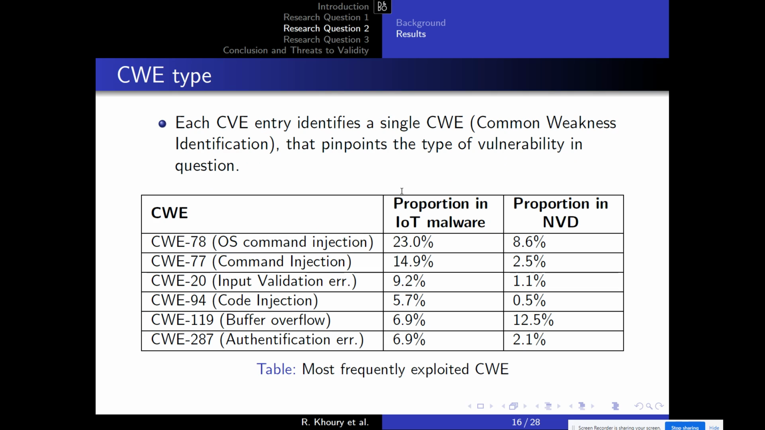Another interesting thing is each CVE includes a single CWE. That's the type of vulnerability, and it's taken from a different database also maintained by NIST. CWE is a common weakness enumeration. A weakness is basically a type of vulnerability.